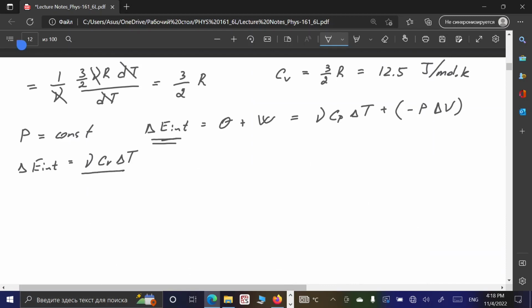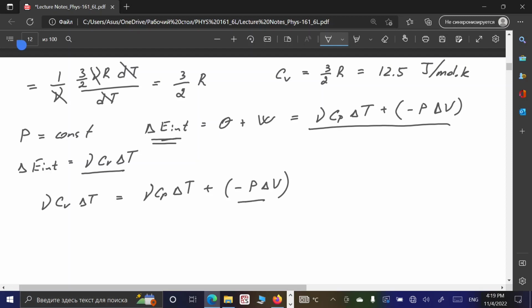So for the left side, we can write nu times Cv delta T, and that will be equal to this part. So let us write it down. We have nu times Cv times delta T is equal to nu times Cp times delta T minus P times delta V. We want this part also expressed in terms of change of temperature, because we have change of temperature here and here. So how can we do that?